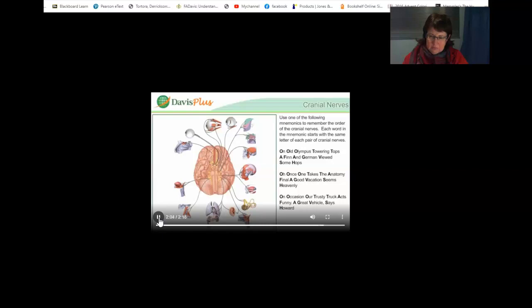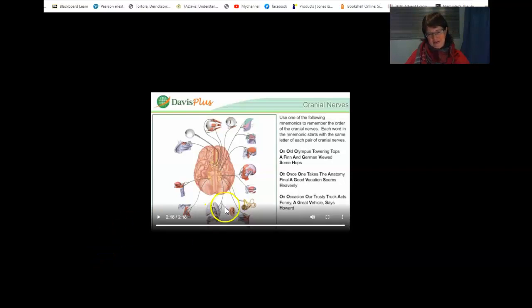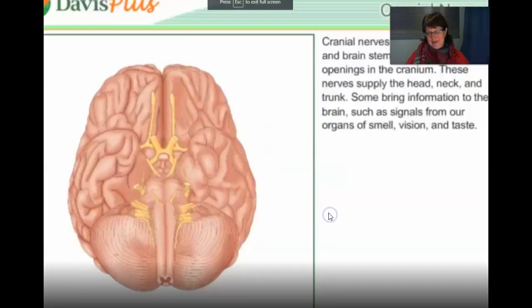Oh, once one takes the anatomy final, a good vacation seems heavenly. On occasion our trusty truck acts funny. A great vehicle, says Howard. Okay, that acronym is what this is to help you remember. It's a saying to help you remember things in order. If it does. It doesn't.